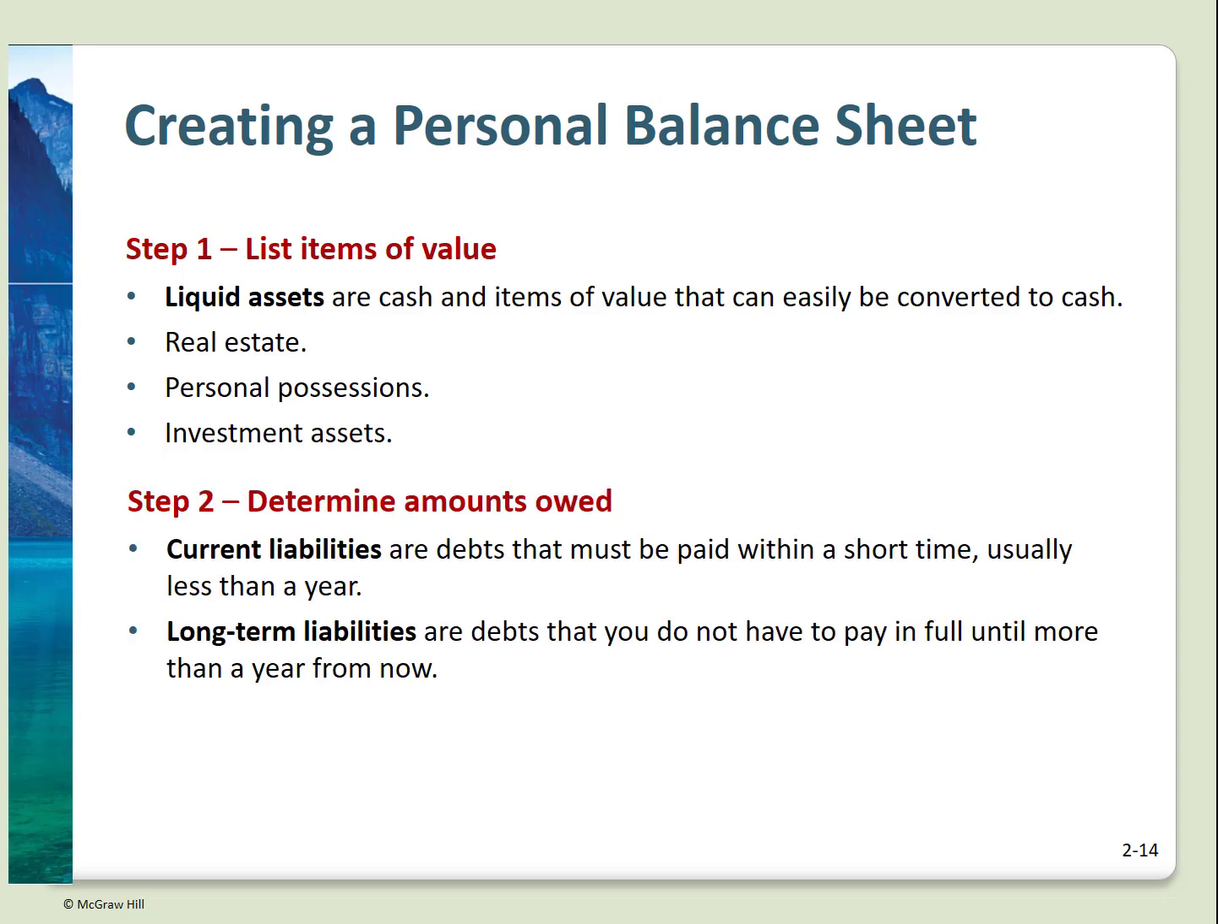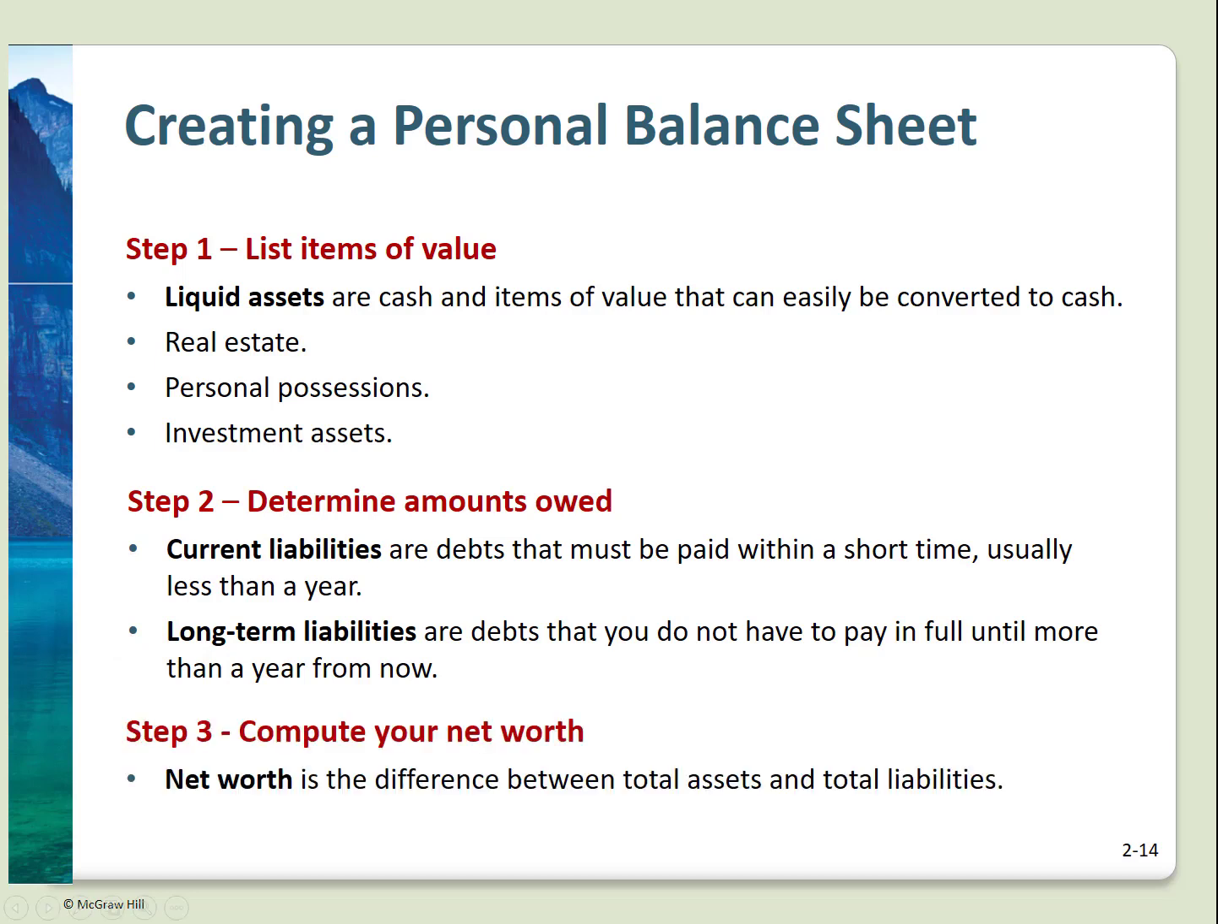Step 2, liabilities look much more like their corporate versions, current and long-term. Current liabilities are those that will be paid off within 1 year, medical bills, credit card balances. Long-term liabilities would include your home mortgage, auto and student loans. The sum of these, total liabilities. Step 3, total assets minus total liabilities equals your net worth.